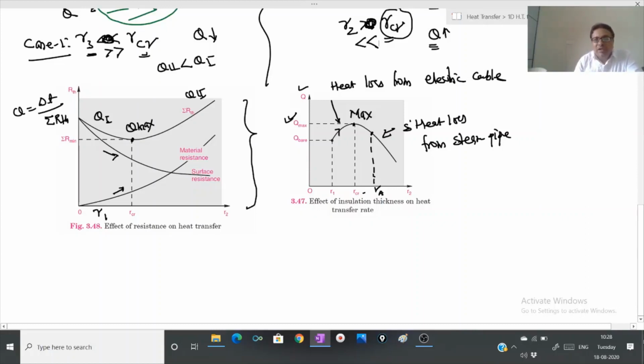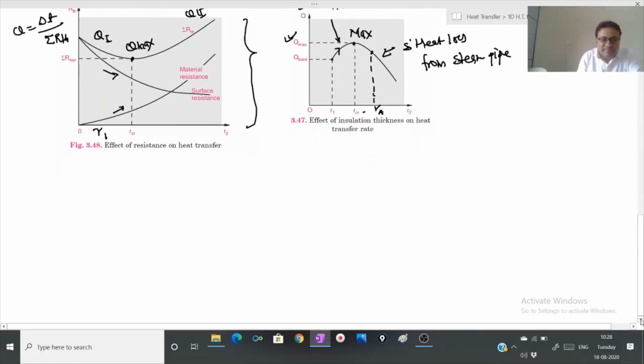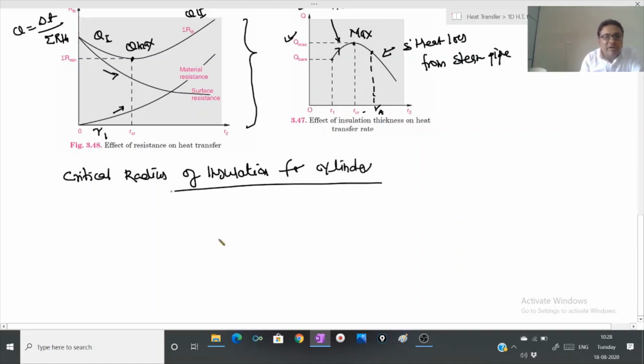So let us calculate for a cylindrical surface. In a similar fashion, you can also calculate for a sphere as well. This derivation is asked in the examination. I am calculating for a cylindrical surface. In a similar fashion, you can calculate for a spherical surface as well.